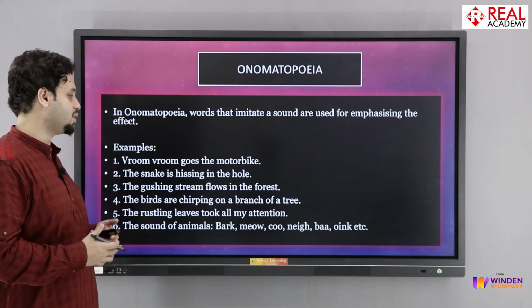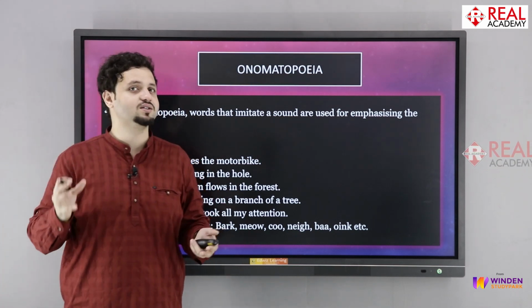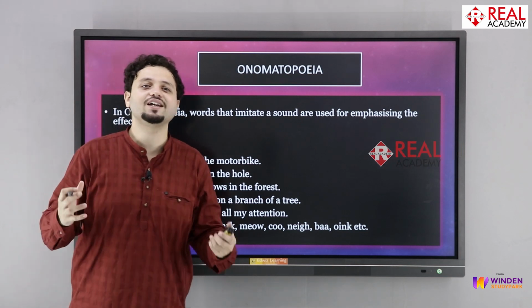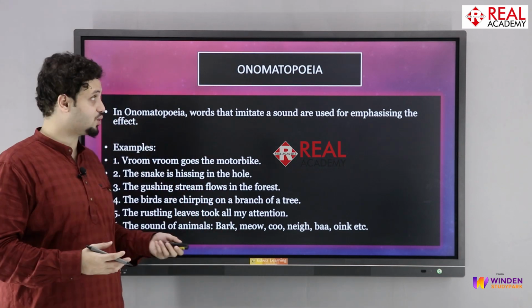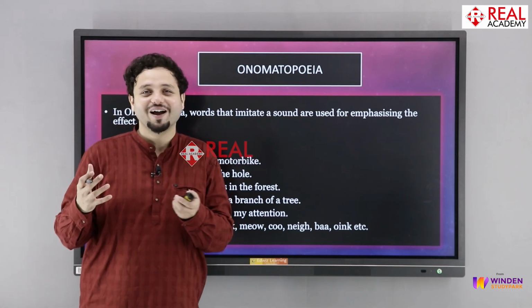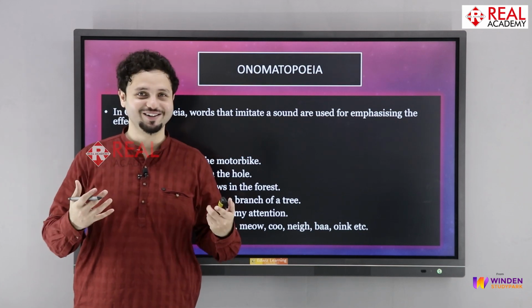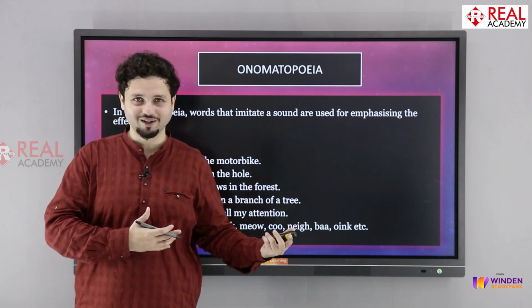The birds are chirping on a branch of trees. So chirping is sound, right? So if any type of sound is described in the sentence, then it is called onomatopoeia. Learn by heart the spelling of onomatopoeia.